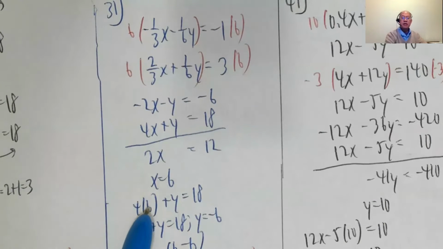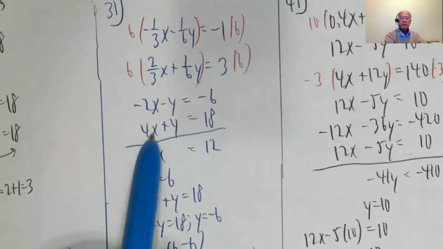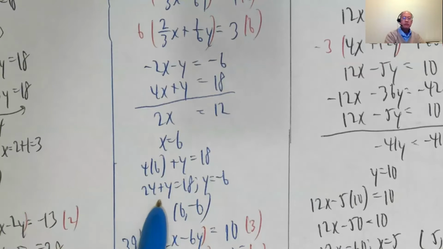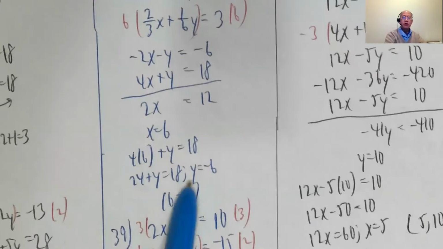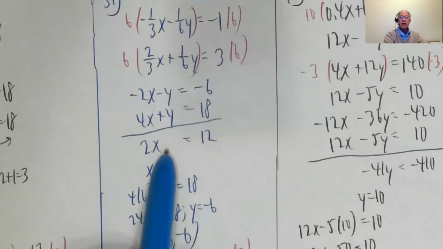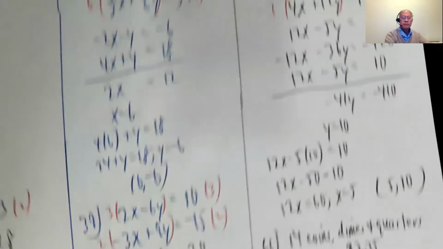And plug back in that x equals 6. How about right here? 4 times 6 plus y equals 18. 24 plus y equals 18. Subtract 24, y equals negative 6. So the ordered pair is (6, negative 6). And if you plug them in, they should both work.